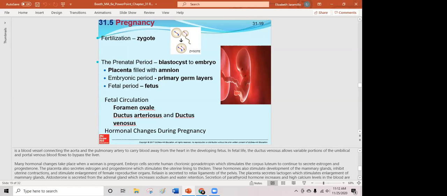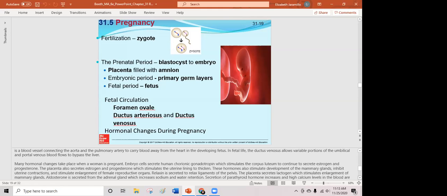Many hormone changes take place when a woman is pregnant. Embryo cells secrete human chorionic gonadotropin, or HCG, which stimulates the corpus luteum, okay? And it can stimulate the corpus luteum to continue to secrete estrogen and progesterone. So we're constantly secreting estrogen and progesterone still. The placenta also secretes estrogen and progesterone, which stimulates the uterine lining to thicken, right? We want to start protecting that fetus.